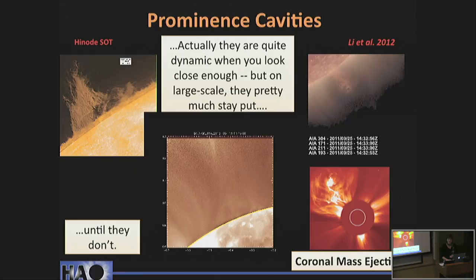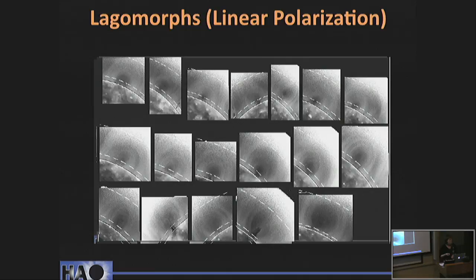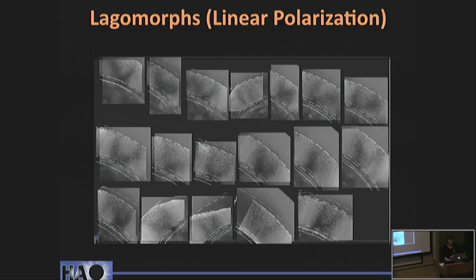How do we measure the magnetic fields? We can take observations now in the corona of linear polarization, which is a diagnostic sensitive to the direction of the magnetic field. And the first thing we notice, what I'm showing here is a sequence of cavities. So this is the edge of the sun, it's like a quadrant, and here is a cavity that's above it. And each of these dark regions is a region of low plasma, and it's observed in extreme ultraviolet.